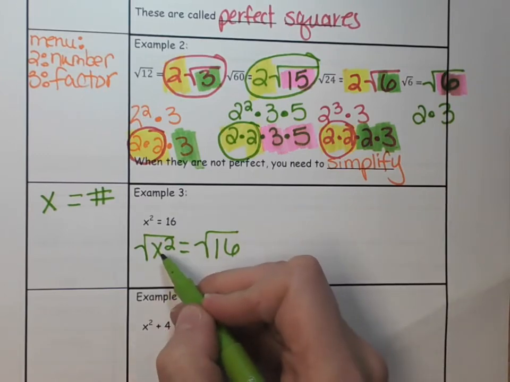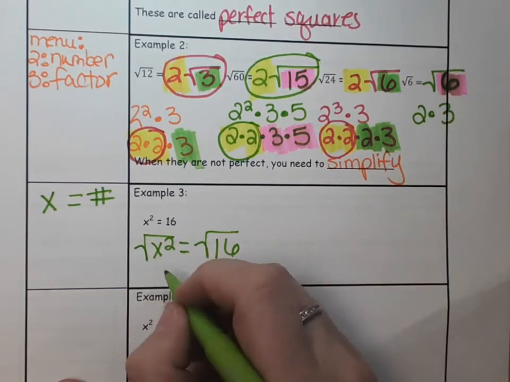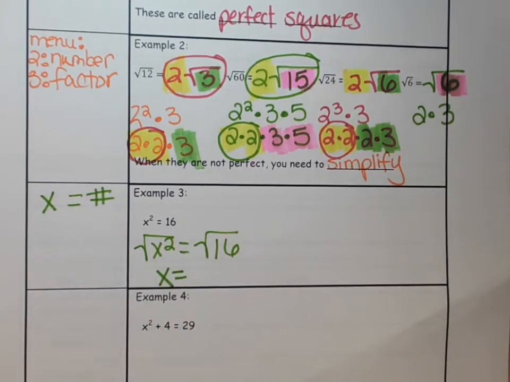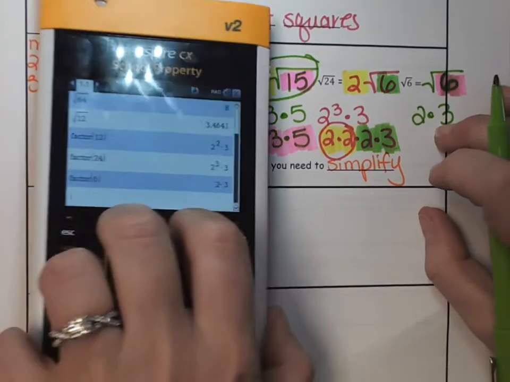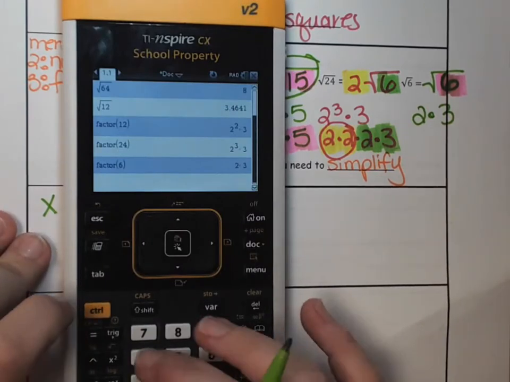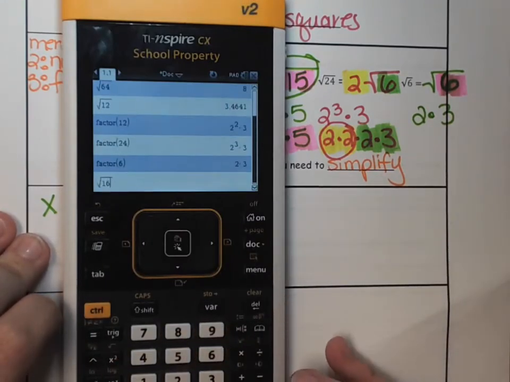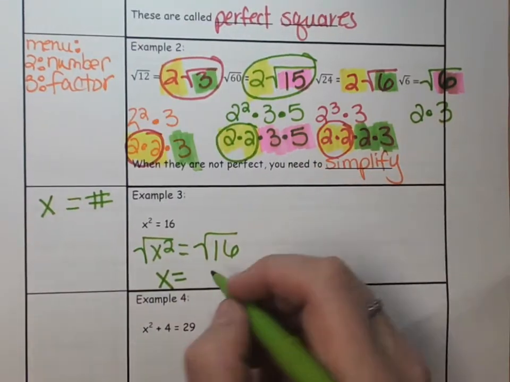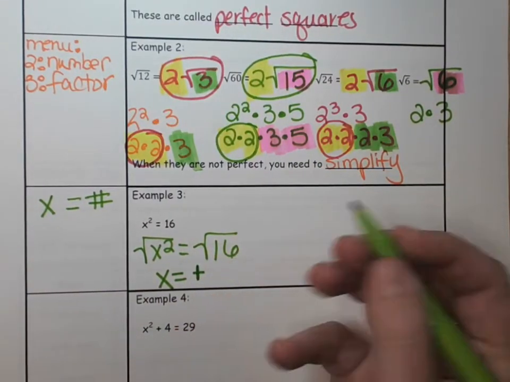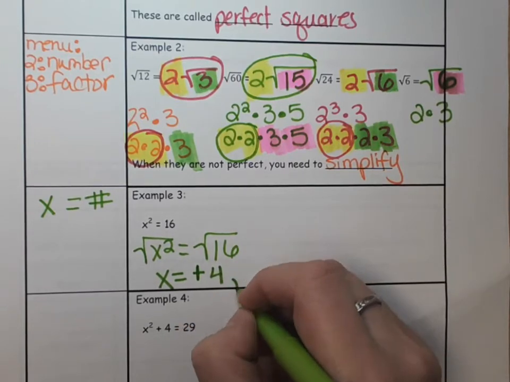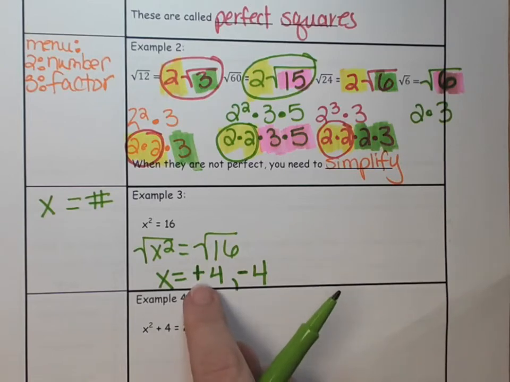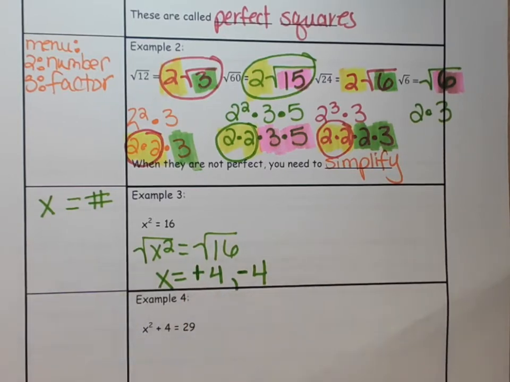Now, if I take the square root of x squared, it's going to leave me with just x, guys, because I'm breaking it apart. Now let's do 16. The square root of 16 is 4. But it's not just positive 4, it's also a negative 4. X can be positive or it can be negative.